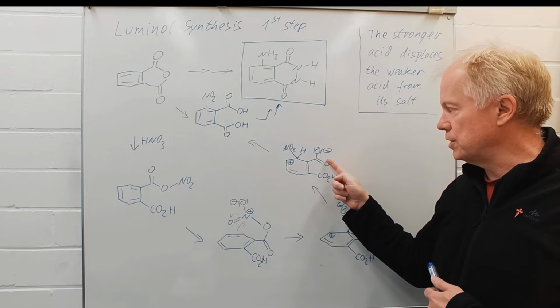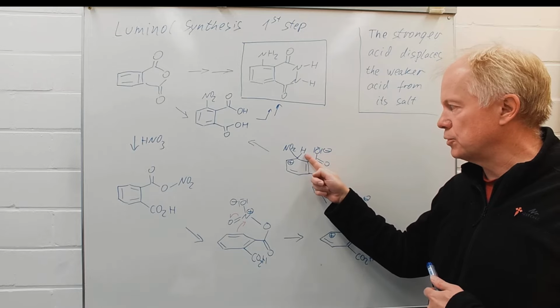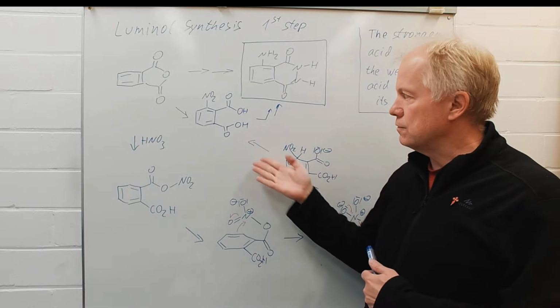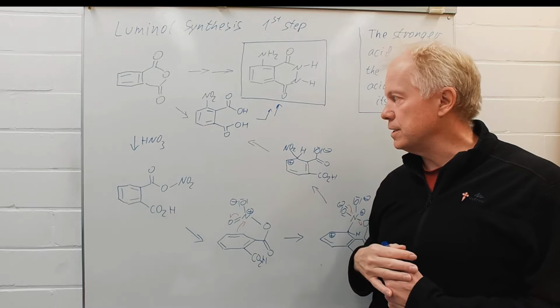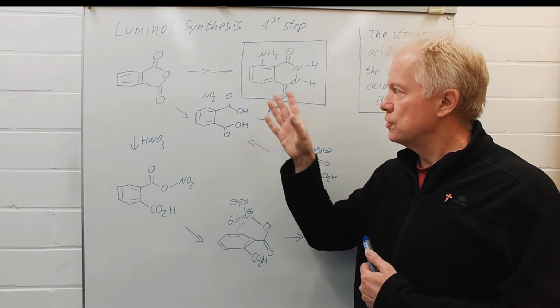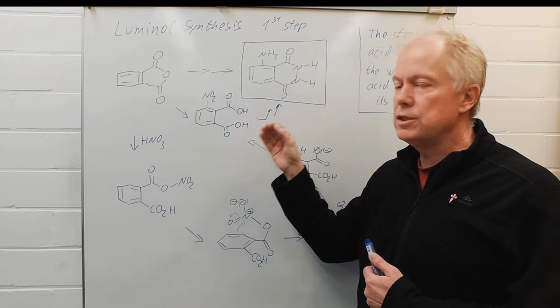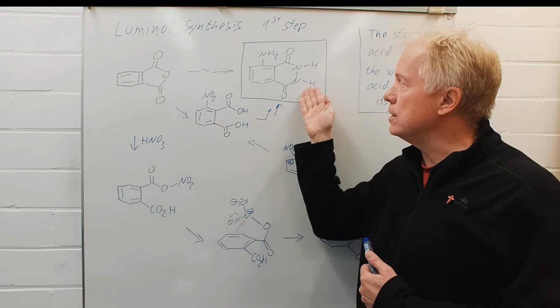Here, this carboxylate is basic, will deprotonate here at this position, and that's it. We are already at this first intermediary product on the way to luminol.